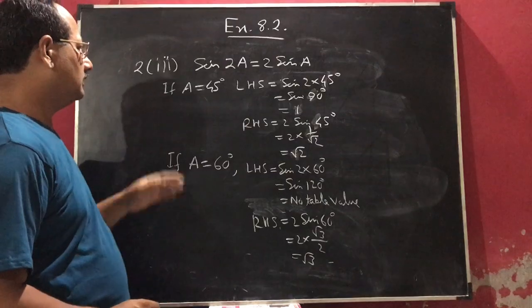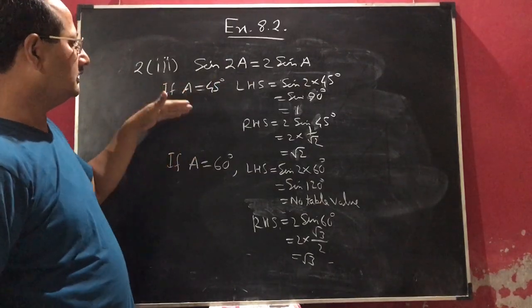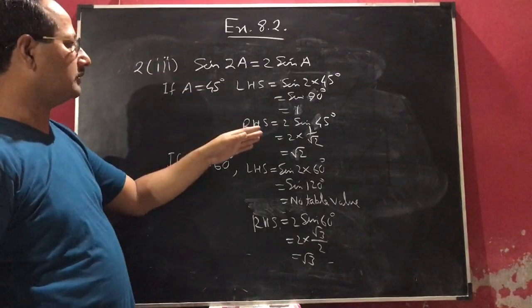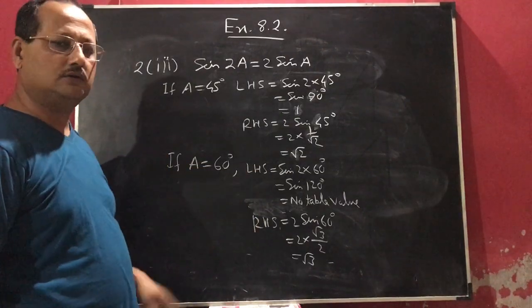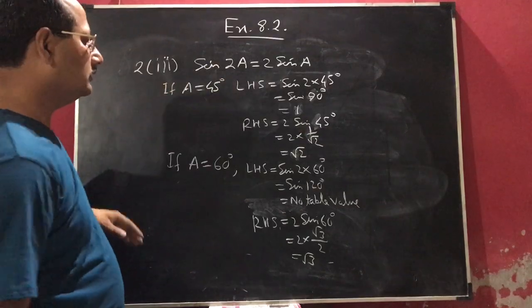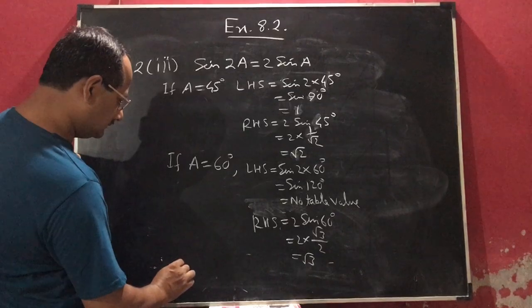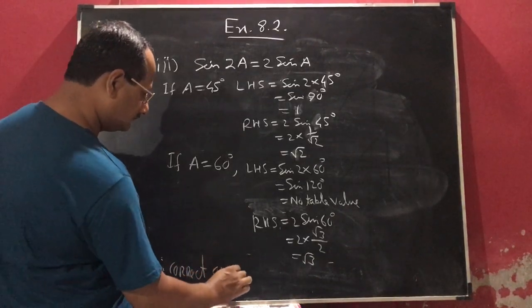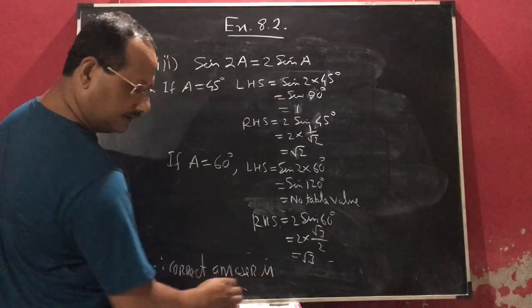Here we see that if A equal to 0 degree, then left hand side equal to right hand side. If A equal to 30 degree, left hand side is not equal to right hand side. A equal to 45 degree, left hand side not equal to right hand side. A equal to 60 degree, left hand side not equal to right hand side. Only if A equal to 0 degree, then left hand side equal to right hand side. Therefore, correct answer is A.